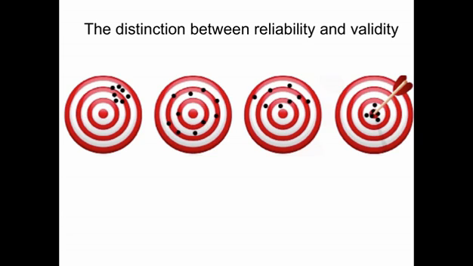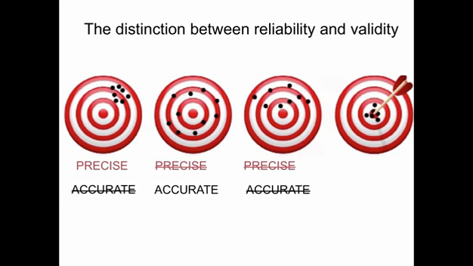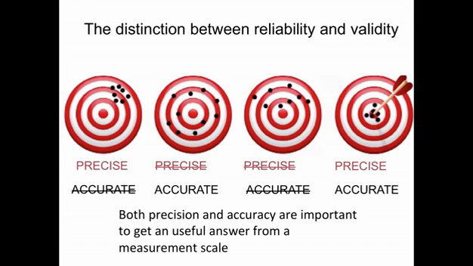The same can be shown using the dartboards as well. First image is precise but not accurate. Second image is not precise but accurate. Third image is neither precise nor accurate. Fourth image is both precise and accurate. It's important to note that both these measures, precision and accuracy, are crucial for a scale to perform well in the real world.